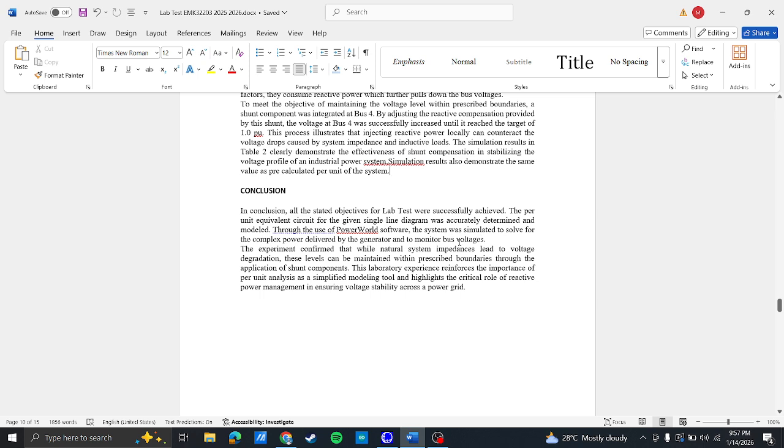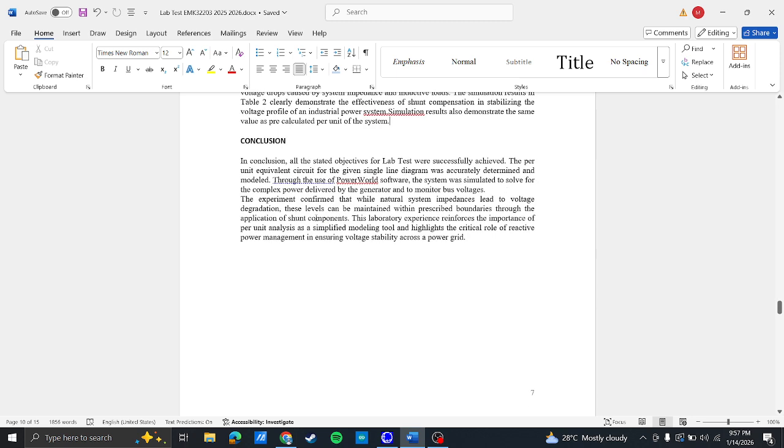Through the use of PowerWorld, the system was simulated to solve for the complex power delivered by the generator and to monitor bus voltage. The experiment confirmed that while natural system impedance led to voltage degradation, this level can be maintained within prescribed boundaries through the application of shunt components. This laboratory experience reinforced the importance of per unit analysis as a simplified modeling tool and highlighted the critical role of reactive power management in ensuring voltage stability across a power grid.